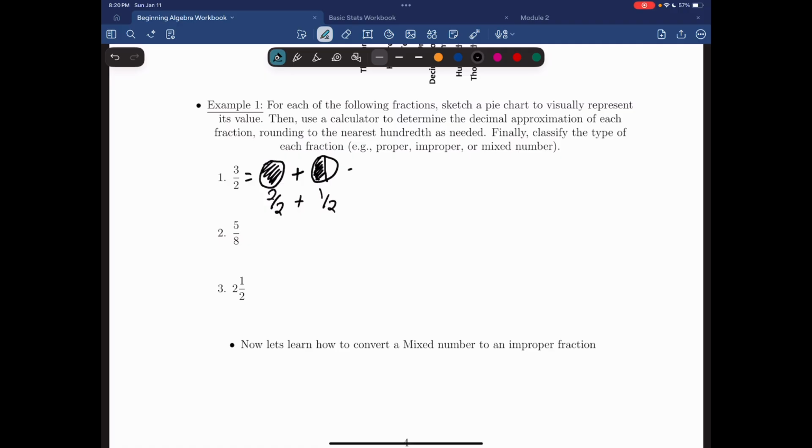So what does this equal? We don't necessarily need a calculator for this, right? Because we know 2 over 2, 2 divided by 2 is just 1, plus 1/2, well, that's just 0.5, right? So our answer is just going to be 1.5. Now, our last part is to classify this kind of fraction. So I encourage you to pause the video and try to classify what kind of fraction is 3/2. And assuming you have given it a go, this fraction is an improper fraction.